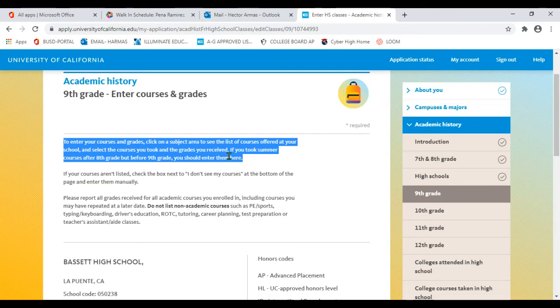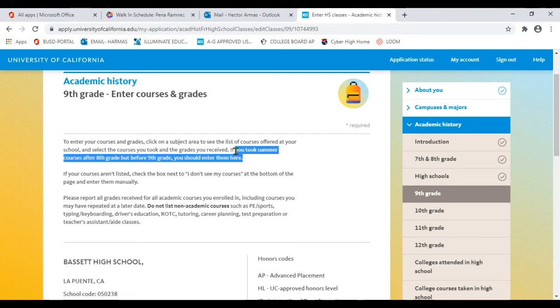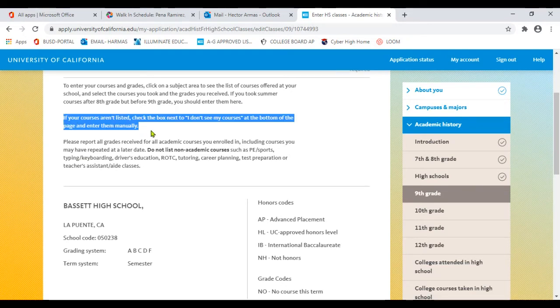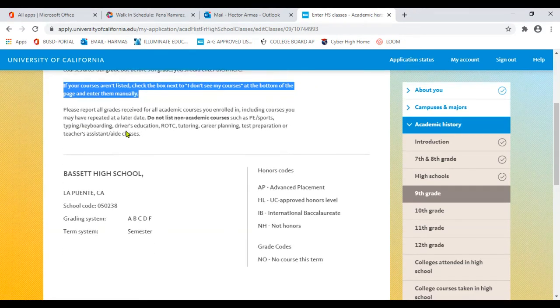Okay, so let me repeat that again. It says right here, if you took summer courses after 8th grade, but before 9th grade, you should enter them here. So I know that we have students that take advantage of our accelerated courses. So if you took, say, Art 1 or Spanish Speakers 1 or Integrated Math 1 before entering the 9th grade, you're going to enter that information here. Okay, and then this is a very important note also. If your courses aren't listed, check the box next to I don't see my courses at the bottom of the page and enter them manually. So sometimes that may happen. We'll see as I enter my grades if that's a situation.